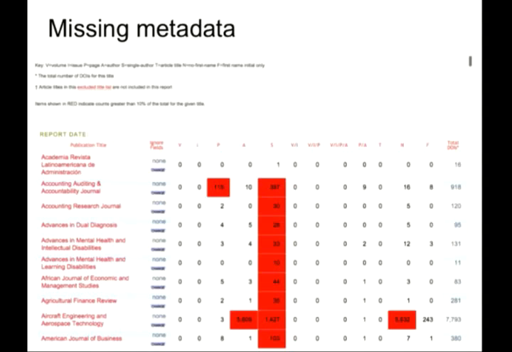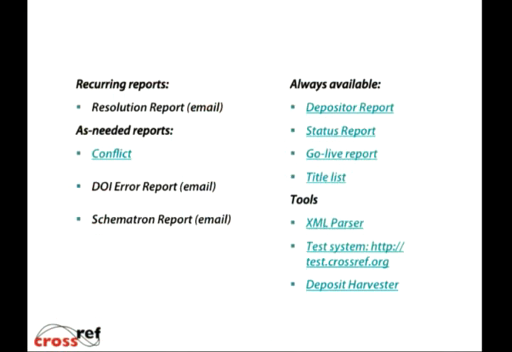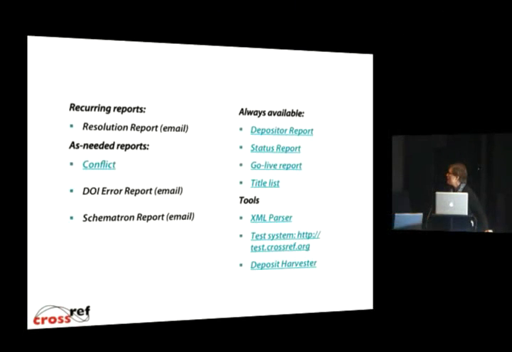This is a really good report, again, to reference if you're working with vendors and you want to make sure they're sending us everything. And there is an additional level of detail. If you click on a title, you'll get a list of all the DOIs with flagged problems, and then a little code that tells you what the problems are for that individual DOI. So here is a very long list of all of the reports. I think I've talked about most of them, just for posterity.